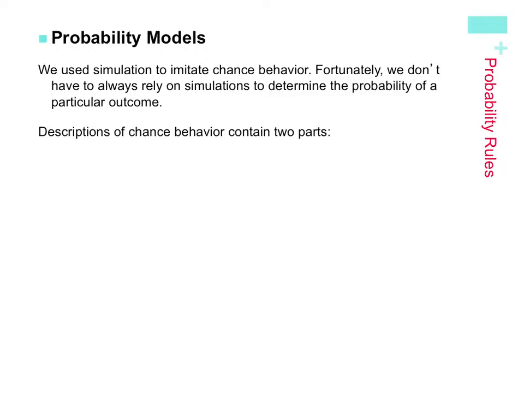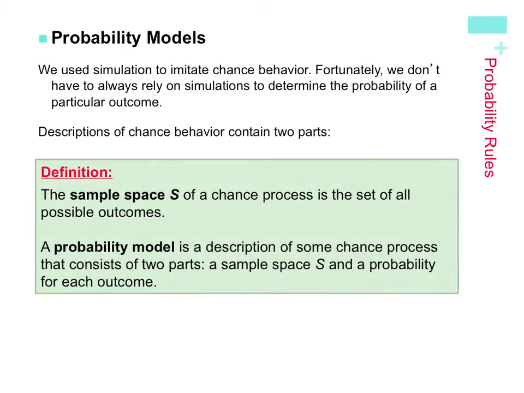Okay, so we use a simulation to imitate chance behavior. Fortunately, we don't always have to rely on simulations to determine the probability of a particular outcome. Descriptions of chance behavior contain 2 parts. There's the sample space of a chance process, which is the set of all possible outcomes, okay? And then there's a probability model, which is a description of some chance process that consists of 2 parts, the sample space and the probability for each outcome.